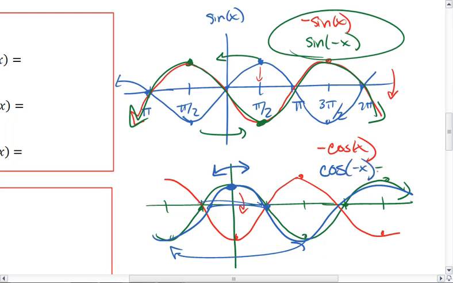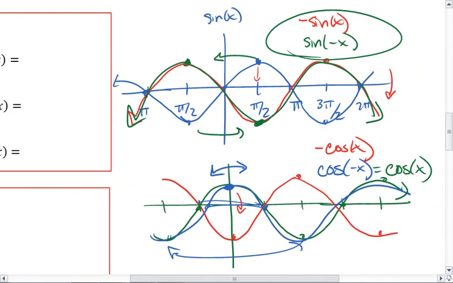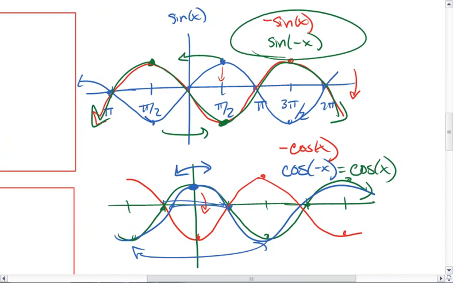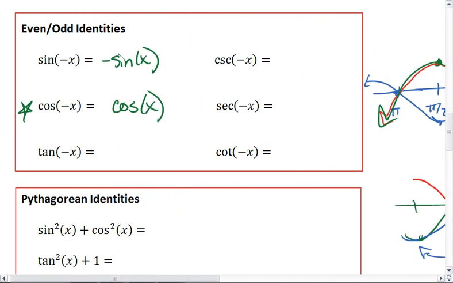So we find that cosine of negative x is the same as cosine of x. And please, please, please make that change. So cosine of negative x equals cosine x. This is what happens when you try to go through math too fast. Slow down, take your time, and make sure you get everything right.